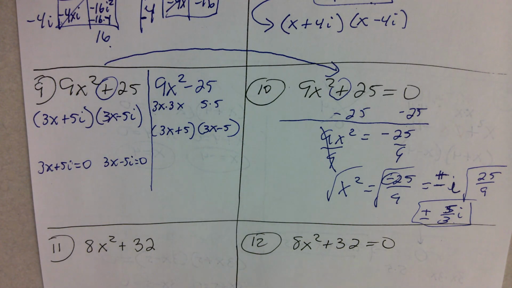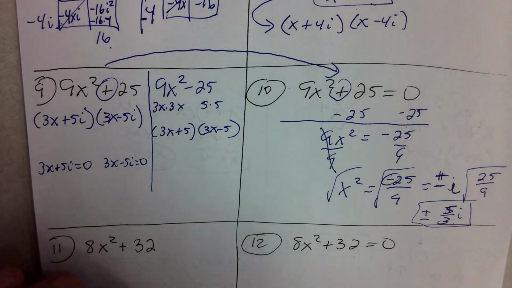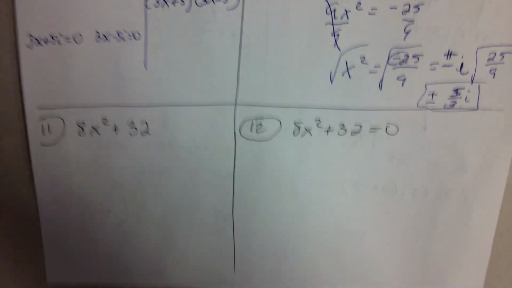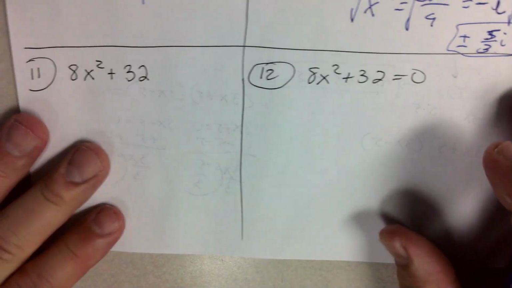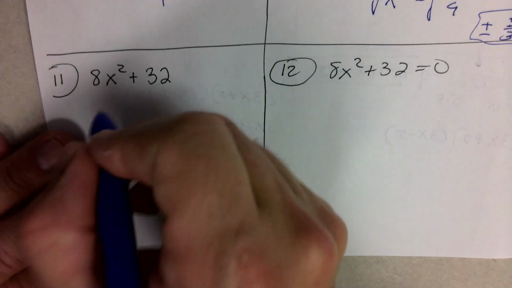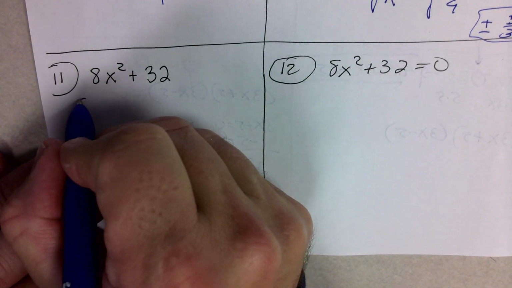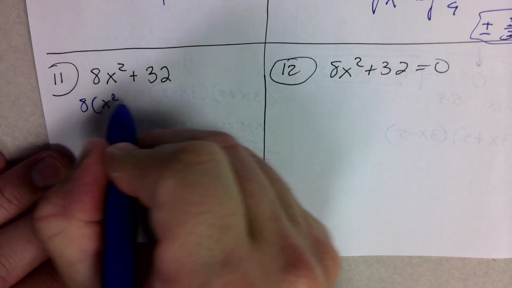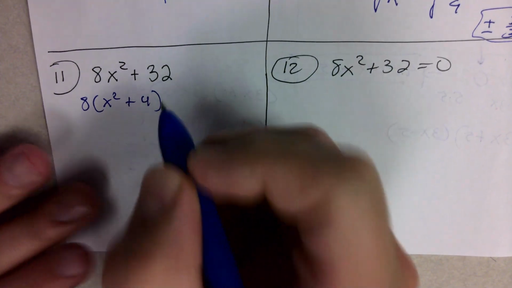Hopefully you got it. If I have perfect squares, we can work this method. If one is subtraction, we just go straight into the two factors, one positive, one negative. If it's a plus between, we have to include the i. Okay, GCF. Look real quick. Number 11. 8. Okay. 8. We have x squared plus 4.